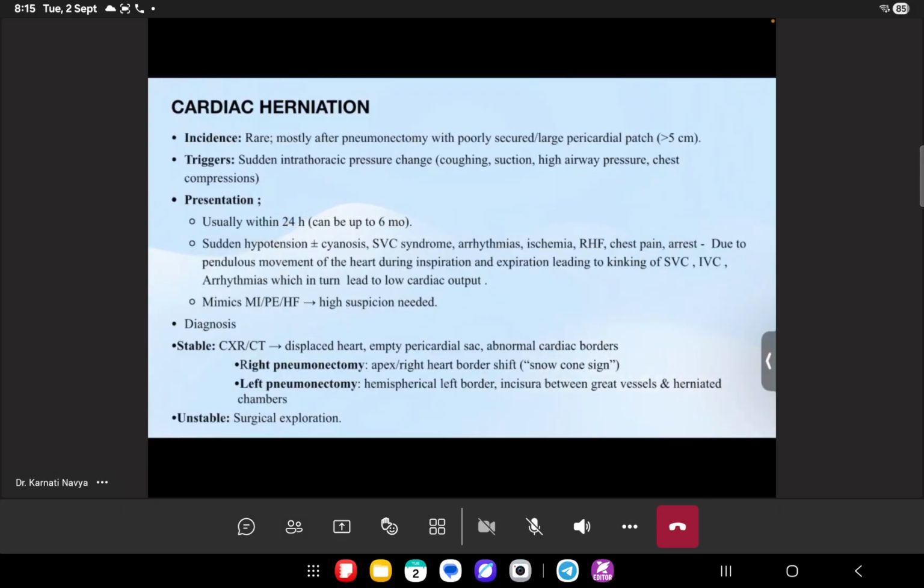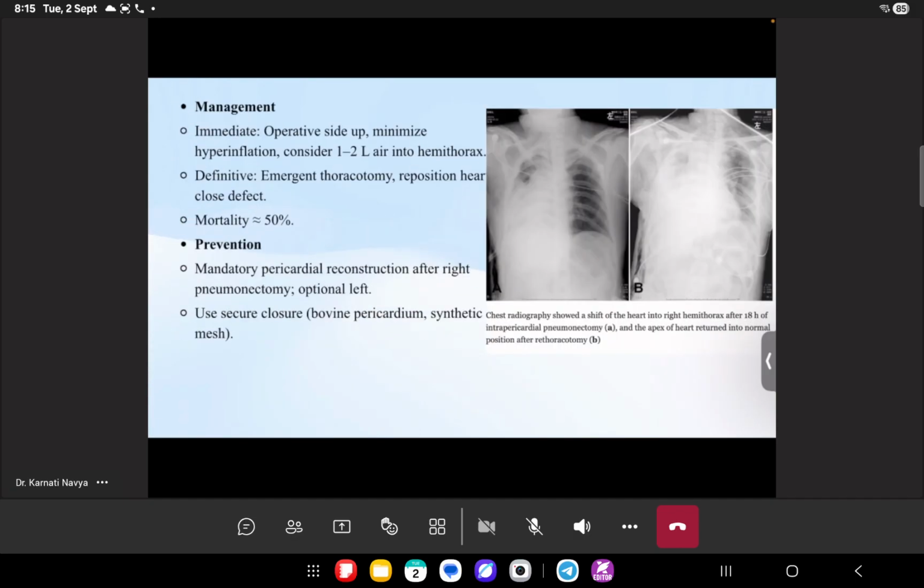High suspicion is needed. In stable patients, diagnosis is done by chest X-ray or CT: displaced heart, empty pericardial sac, and abnormal cardiac borders. In right pneumonectomy, the apex or the right heart border shifts, which is the snow cone sign. In left pneumonectomy, there is a hemispherical left border, with an incisura between the great vessels and herniated chambers. In unstable patients, surgical exploration is performed immediately.